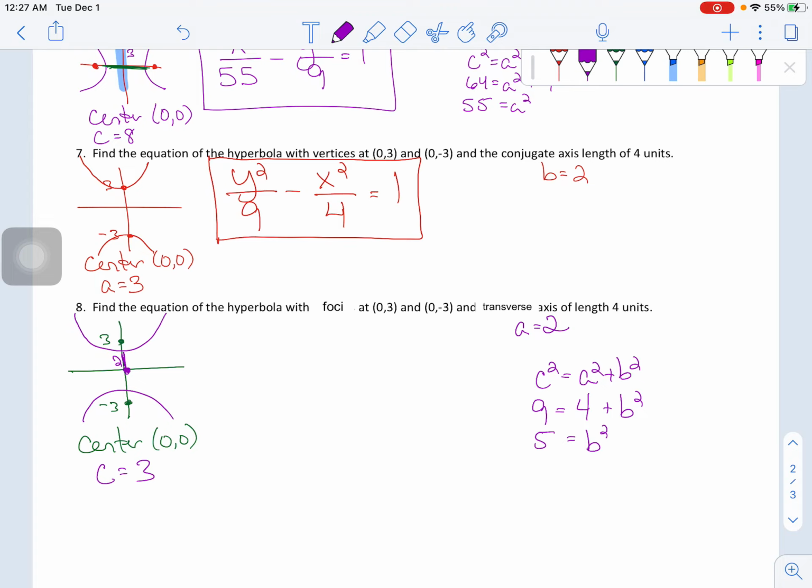Okay, looks good. Because this graph opens up and down, we're going to start with, of course, y squared over our a value in this case is 2. So I'm going to square that, get 4. Whoops, it's not plus. If you put plus, then you're writing an ellipse, and that's clearly not what we have here when it says write the equation of a hyperbola. Then I want x squared over, I know b squared is 5. That's equal to 1.